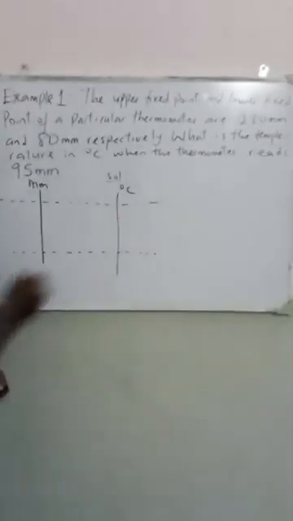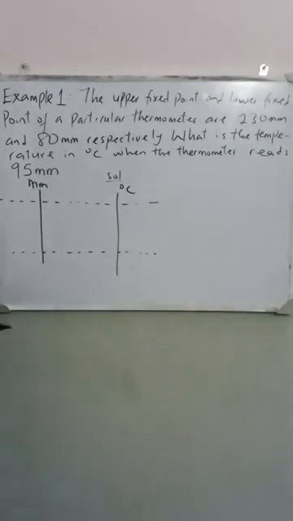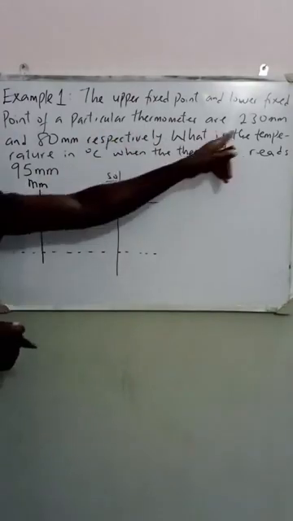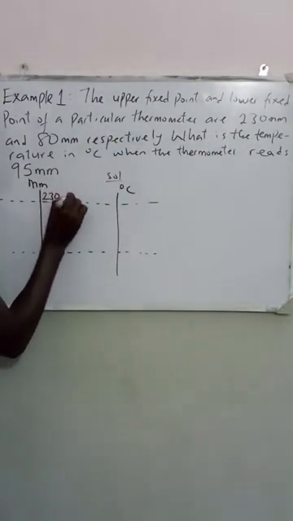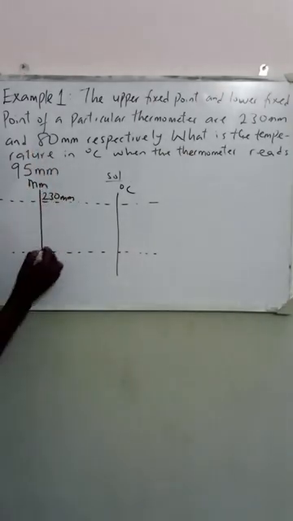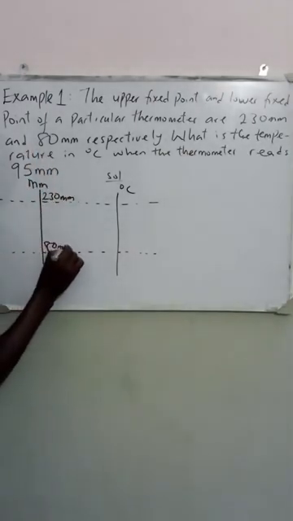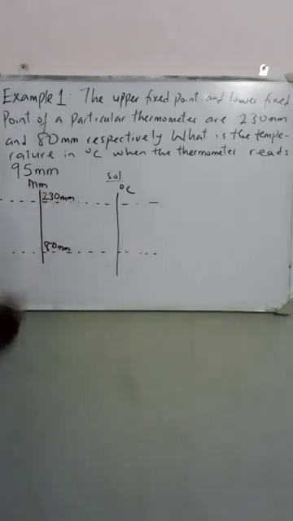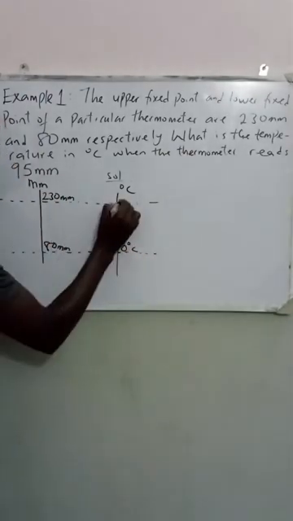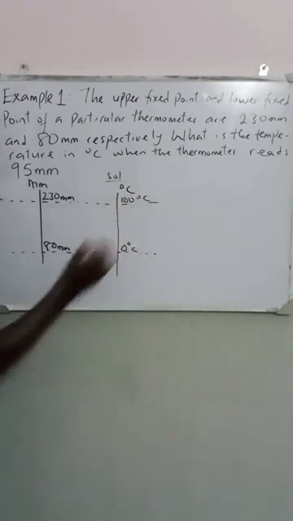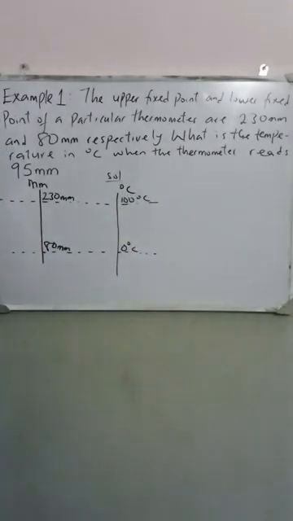So let's see what happens at the upper fixed point and also at the lower fixed point. For the particular thermometer that is calibrated in millimeters, the upper fixed point is 230 millimeters and the lower fixed point is 80 millimeters. For our Celsius scale, the lower fixed point is 0 degrees Celsius and the upper fixed point is 100 degrees Celsius.